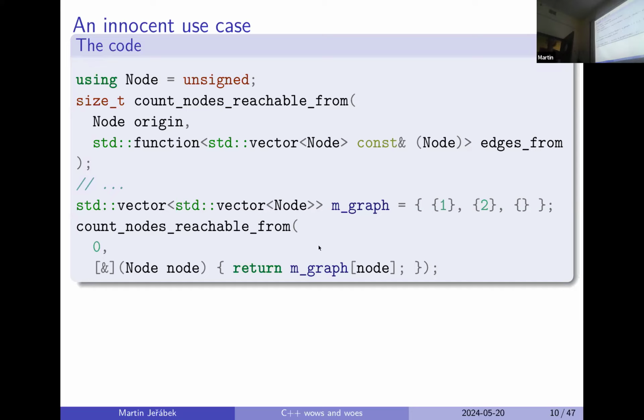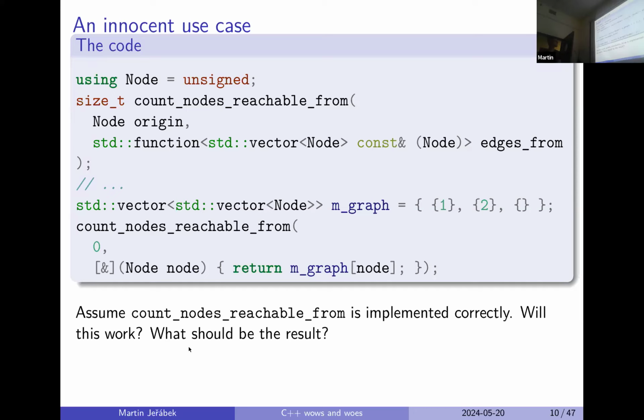And the question is, assuming that the function is implemented correctly, what will this return? Or will it even compile? So that is the question. And if it isn't clear, the graph here is that node 0 points to node 1, node 1 points to just node 2, and node 2 doesn't point to anything. So what do you think should be or will be the result of this program or this function call?